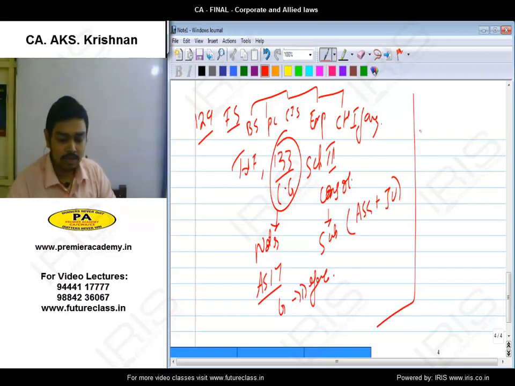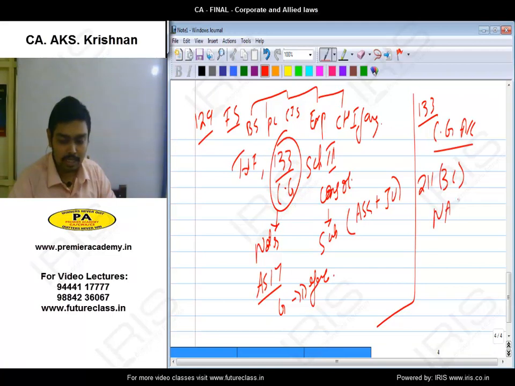Okay, next we will be studying Section 133. Section 130 is not applicable. So 133 is the central government accounting standards. Till 133 comes into the picture, we will be following Section 211(3C), which is the NACA standards.